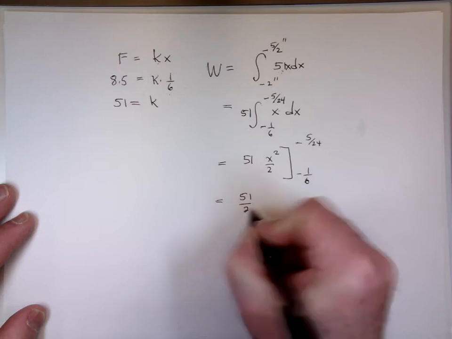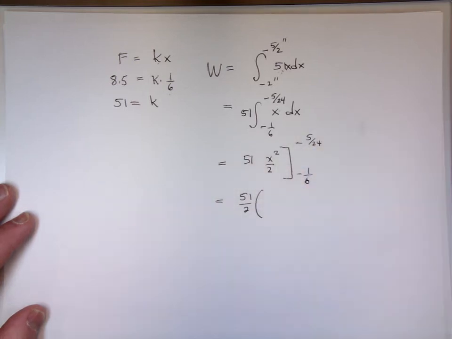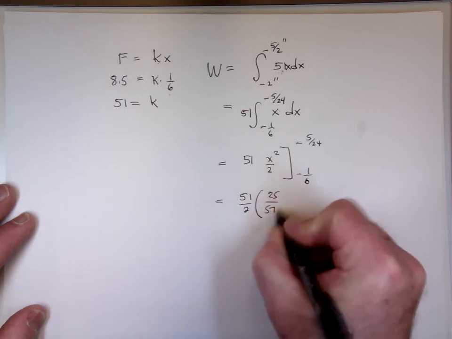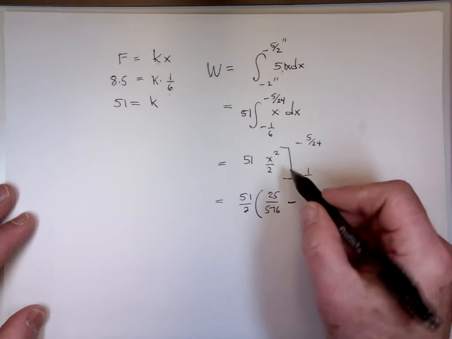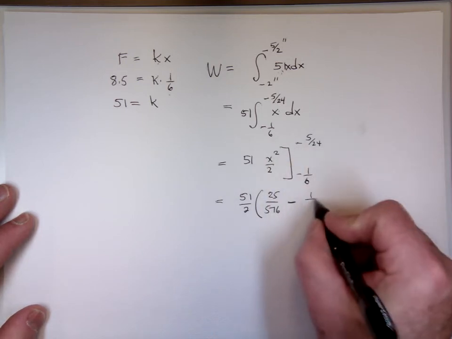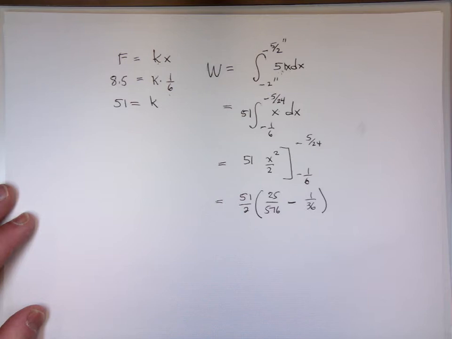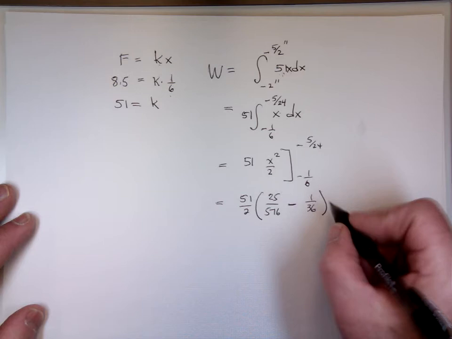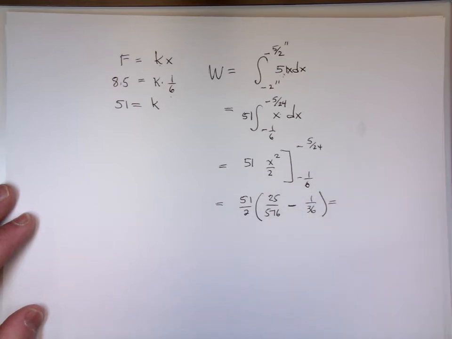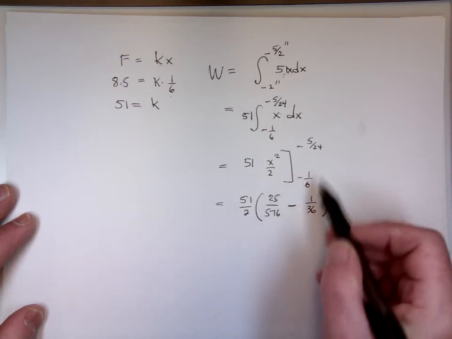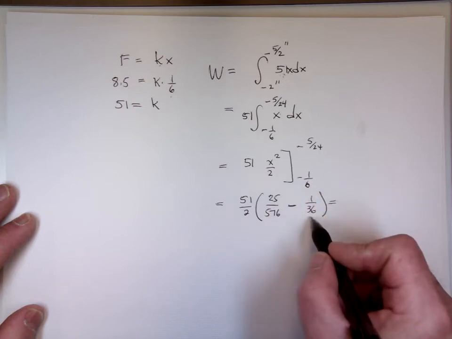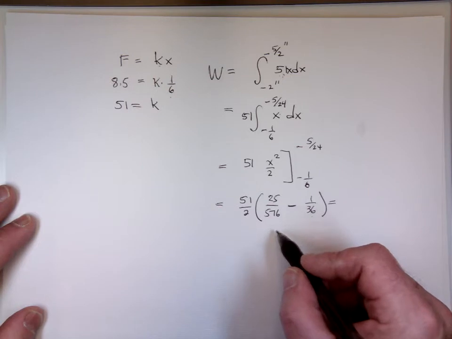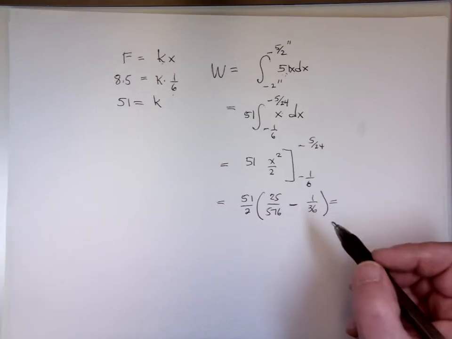51/2, 5/24 squared, that's 25/576, minus 1/6 squared, 1/36. Then what? Well, get a common denominator here. This is 24 squared, this is 6 squared. How many times does 36 go into 576? 576 divided by 36. 16. Thank you.